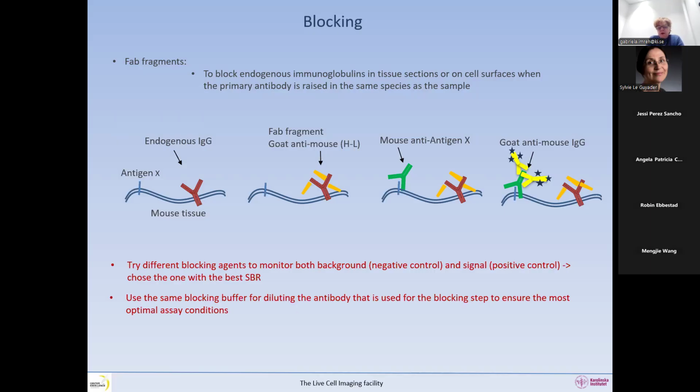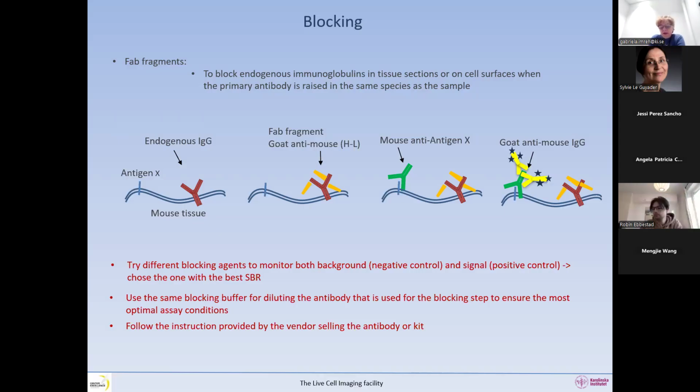Choose the one that will give you the best signal to background ratio. Then you use the blocking buffer for dilution. Diluting your antibody should be done in the same blocking buffer that you use to block your sample, to ensure the most optimal assay conditions. Always follow the instructions provided by the vendor that sells the antibody or the kit. They will tell you exactly what is optimal for that particular antibody.